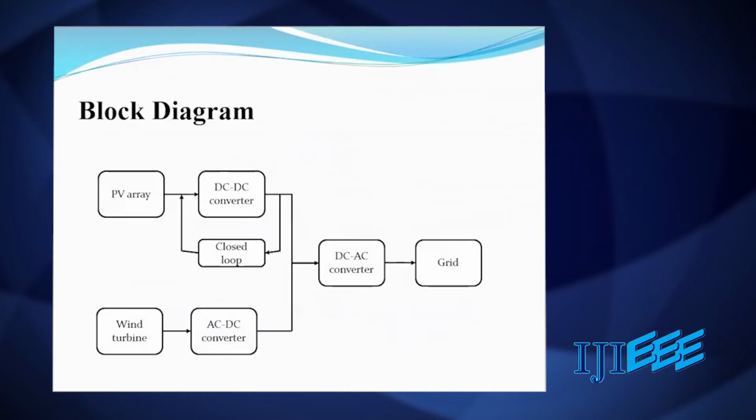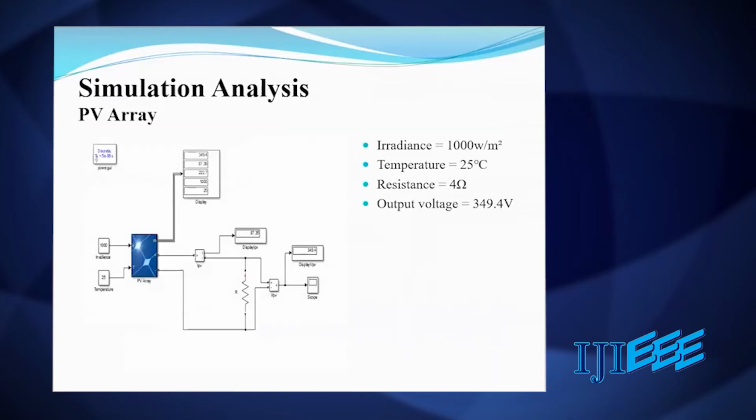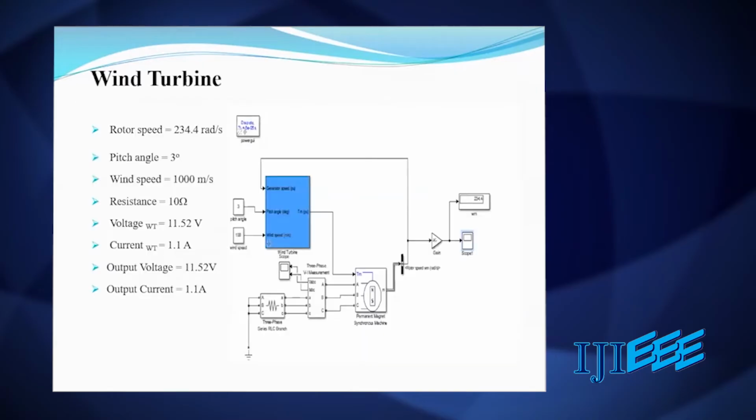So as per the block diagram, the PV array with the irradiance of 1000 and the temperature of 25 degrees, with the resistive load of 4 ohm, we simulated the PV array. The output voltage we got is 349.4 volts. Here we got the solar panel voltage, the DC voltage, and the wind turbine simulation without the converter.